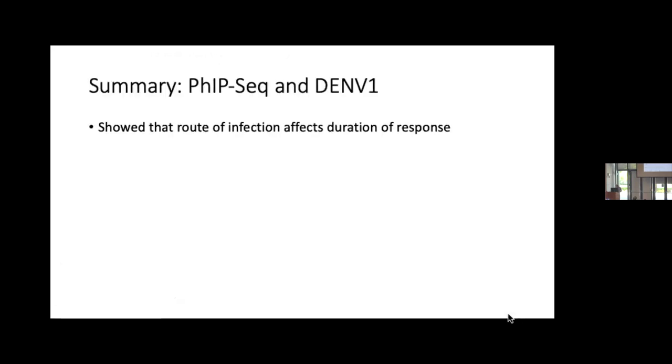So in summary, what I hope I've shown you is that the route of infection for dengue virus really does have an impact on the duration of the response. And one question is what are the implications of this for the duration of vaccine-induced immunity? Again, injection with 4 strains of dengue at the same time is very different than serial infection by mosquito bite. And so it'll be interesting to see what the durability of vaccine responses is over time.